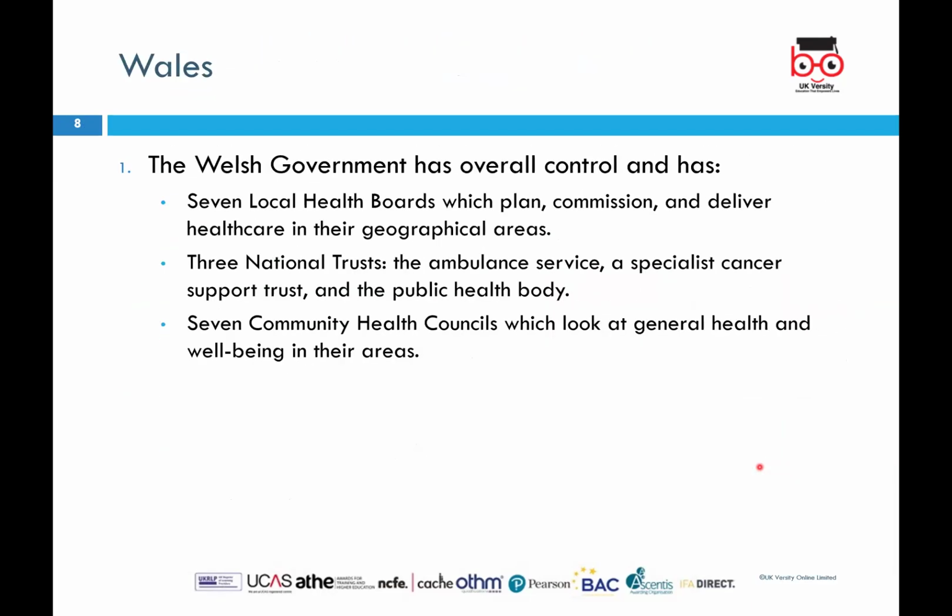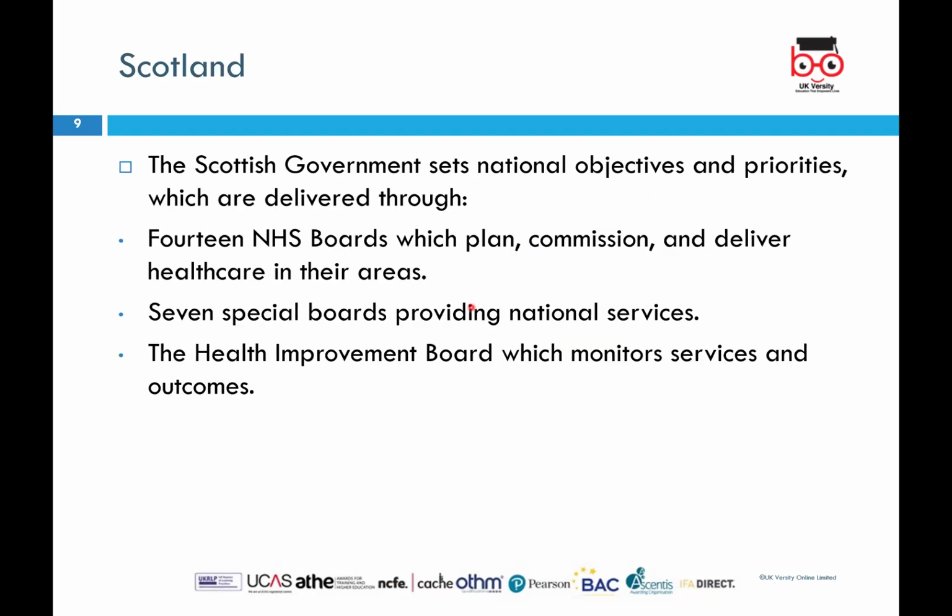Okay, so the Welsh government has an overall control, as we just saw. And what are their responsibilities? So they have 7 local health boards, and these are responsible for planning, commissioning, and delivering healthcare in their geographical areas. They have 3 national trusts. So you have the ambulance service, a specialist cancer support trust, and the public health body. And you have 7 community health councils that look at general health and well-being in their areas. Okay, so these are the main 3 functions of the Welsh government, and how they control them.